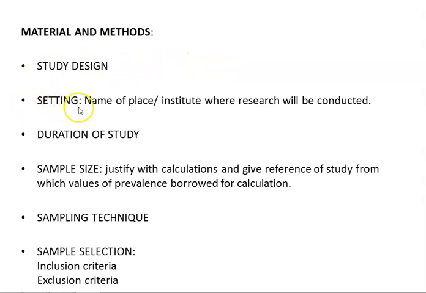Then your study setting, which is the name of your place or institute or city where your research is being conducted. Then the duration of study and the sample size, and for sample size you have to justify the calculations also. You have to give the reference of the study from where you pick up your values of prevalence. Then comes your sampling technique and sample selection criteria, which is inclusion or exclusion criteria.